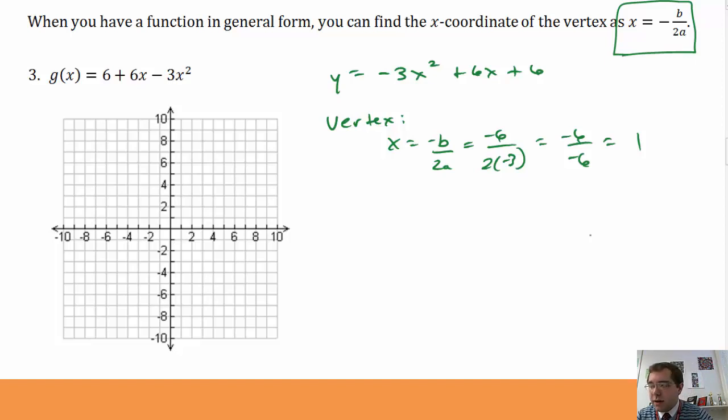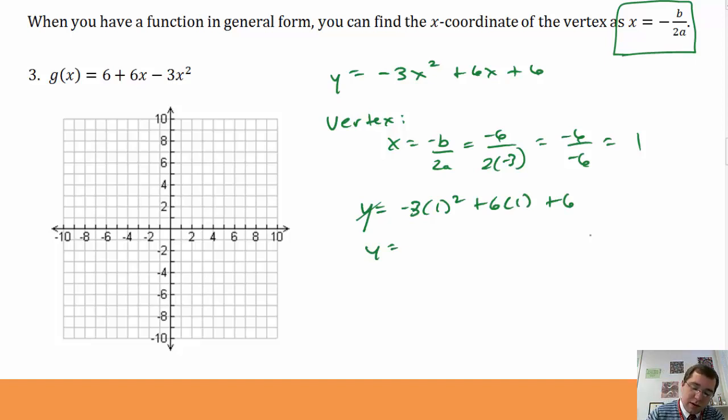So the x-coordinate of my vertex is 1. To find the y-coordinate, I plug in 1 for x and solve for y. So y would be negative 3 times 1 squared plus 6 times 1 plus 6. So y is 1 squared is 1 times negative 3 is negative 3 plus 6 times 1 is 6 plus 6. So y is negative 3 plus 6 is 3 plus 6 is 9. So my vertex is the point 1, 9.